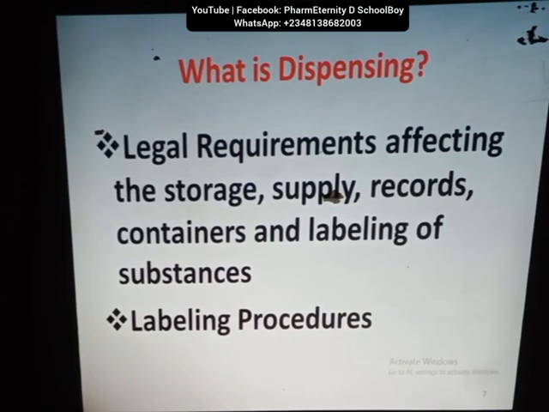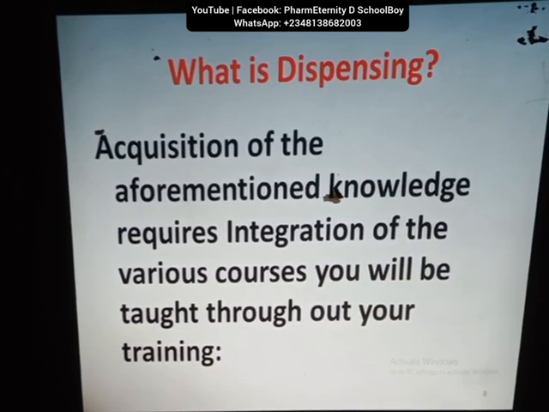If you don't know how to label, the patient will have the wrong direction, and there will be trouble, very big trouble. Either the patient may take an overdose of the medicine, or even a subtherapeutic dose of the medicine. So these things are important. The knowledge of the aforementioned is very, very important.